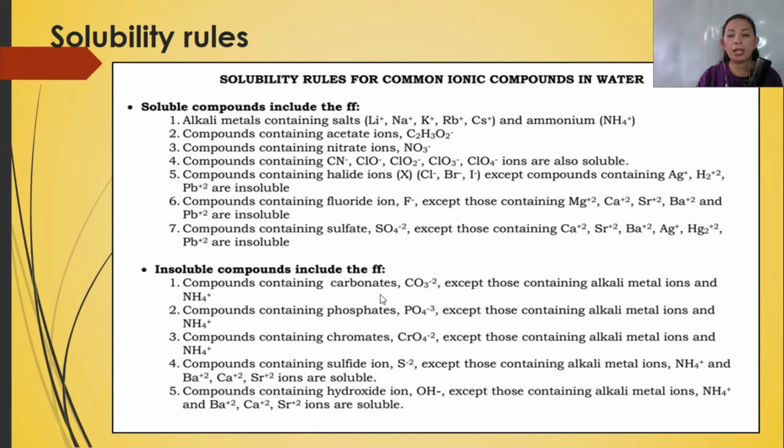And these are the compounds that are insoluble in water. Compounds containing carbonates, phosphate, and chromate are insoluble in water except if they are paired with alkali metal ions and ammonium ions. Also, compounds containing sulfide ions are insoluble in water, but they become soluble if they are paired with alkali metal ions, ammonium ion, barium, calcium, and strontium ions.